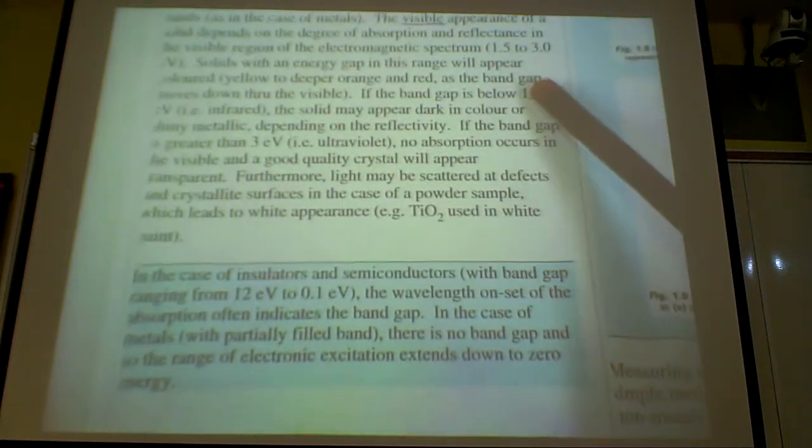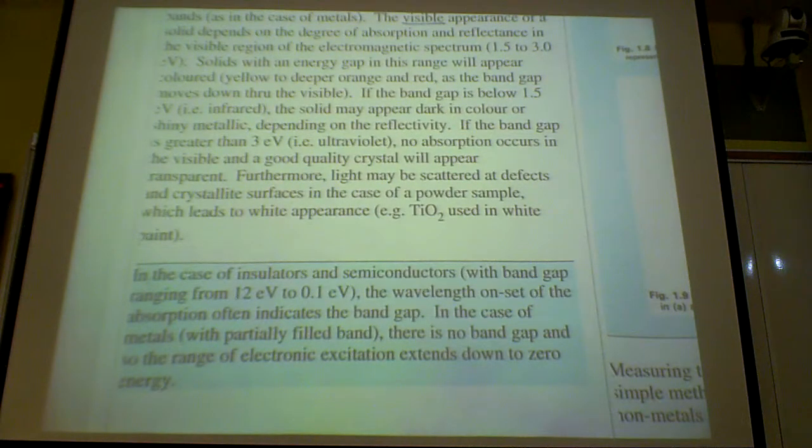However, if you have a band gap below 1.5 electron volts, which means you are in the infrared region, what do you see? The solid will appear dark in color, shiny metallic, depending on the reflectivity, which is what most metals are, because most metals happen to have a gap below 1.5 electron volts. Therefore, when you look at platinum, palladium, nickel, silver, they all look essentially the same: dark, shiny objects.